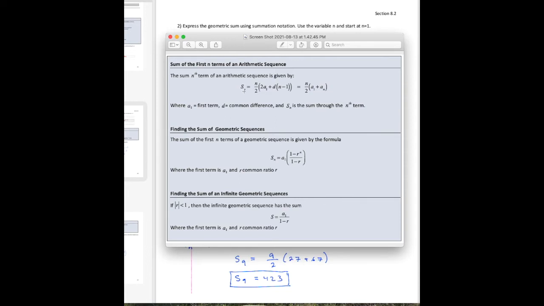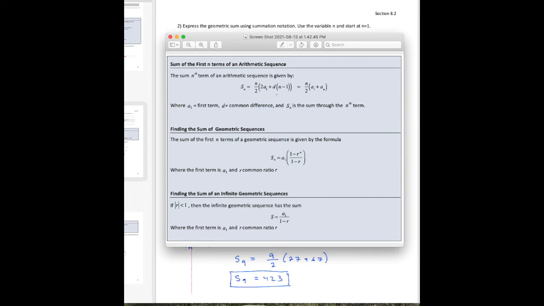So the sum through the nth term. If this said s sub 10, I would be summing the first 10 terms, and that's what this formula would do. So n is still our term, our first term, a sub 1, and d. So all the same players as last time.